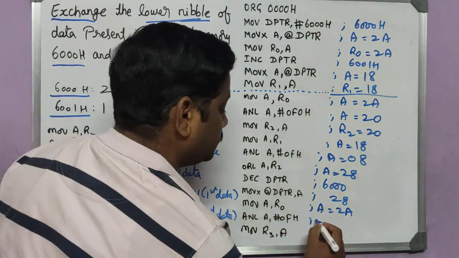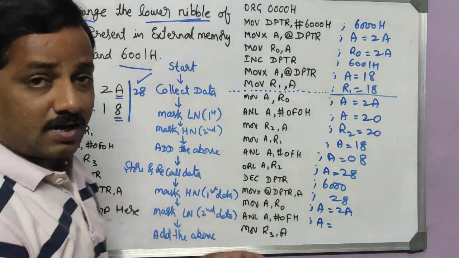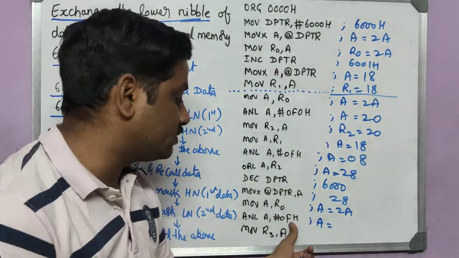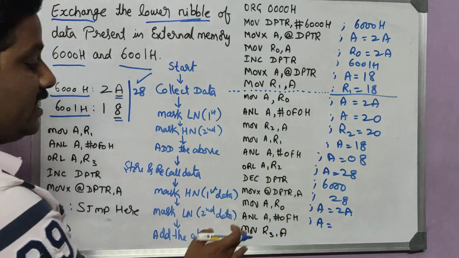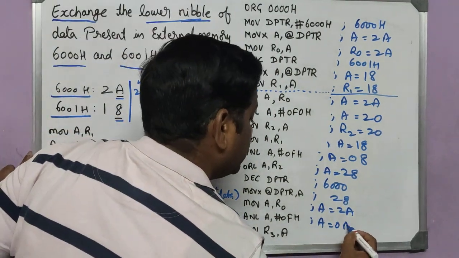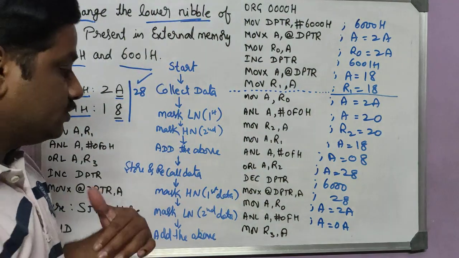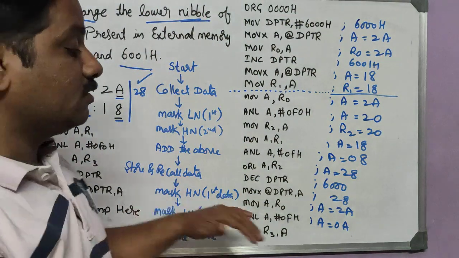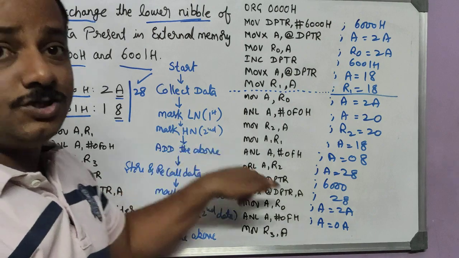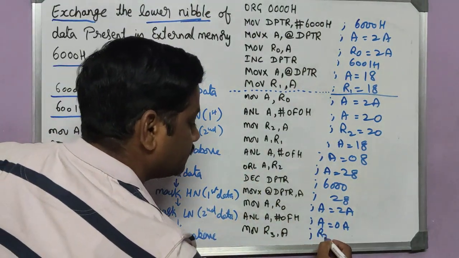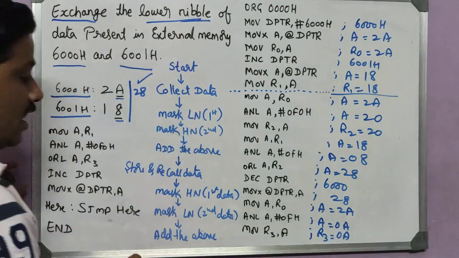So when I do this, I don't want to have 2, so in that position I have mentioned 0. I want A, so in that position I have mentioned F. So when we AND it, we get this as 0A. I am masking higher nibble. I got lower nibble. Now what you need to do? You store it somewhere temporarily, so that I can take another data, second data, into accumulator and mask it again. So I have stored this in R3. 0A will be there in R3.